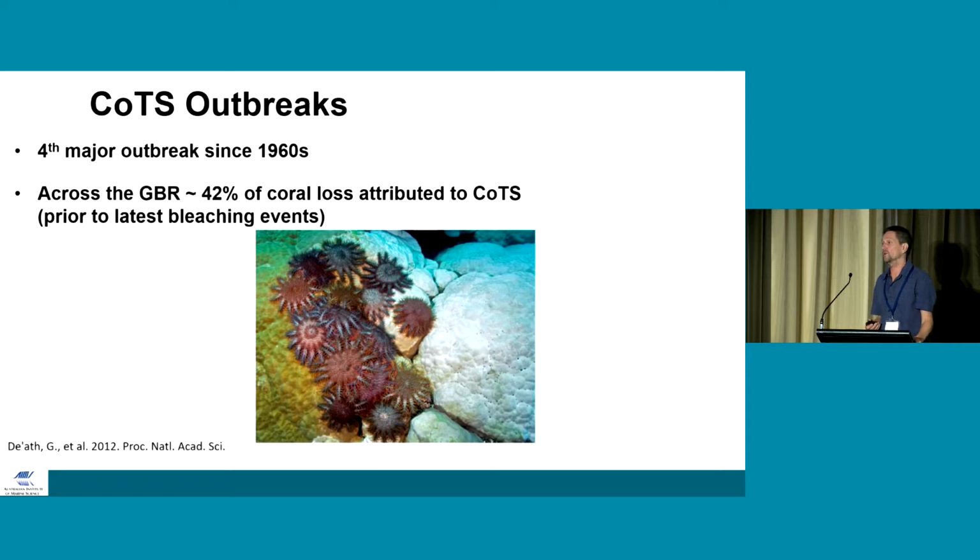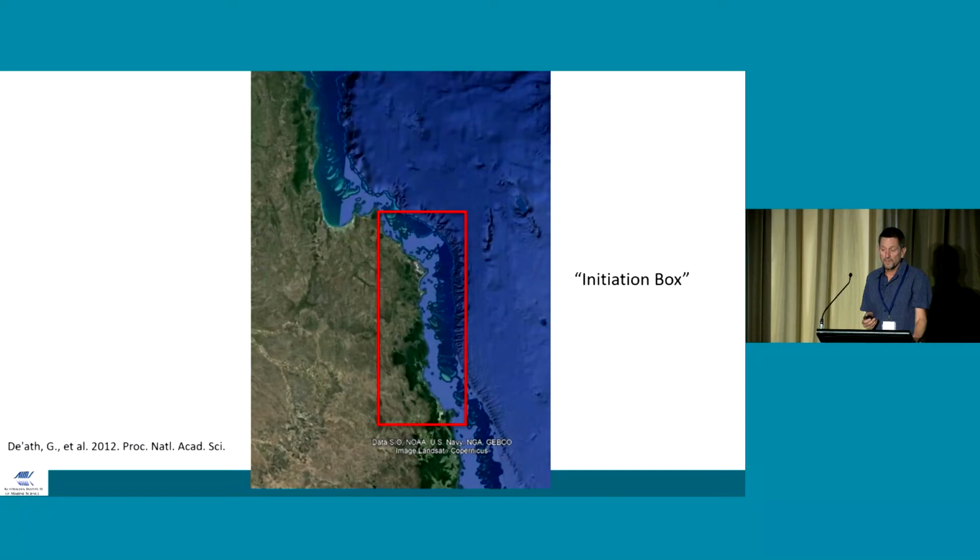So you all know we're in the 4th crown-of-thorns outbreak since the 1960s, and that crown-of-thorns, when Katharina Fabricius and Glenn De'ath modeled it in 2012, contributed to 42% of the overall coral loss. Despite being in the 4th outbreak, there are still quite a few questions we have with regards to monitoring.